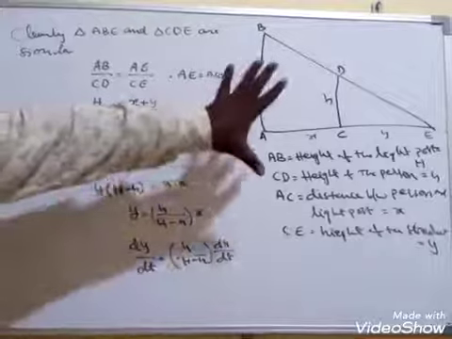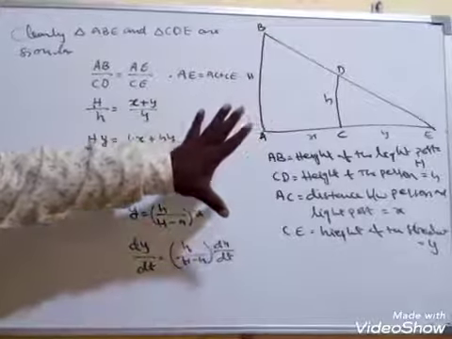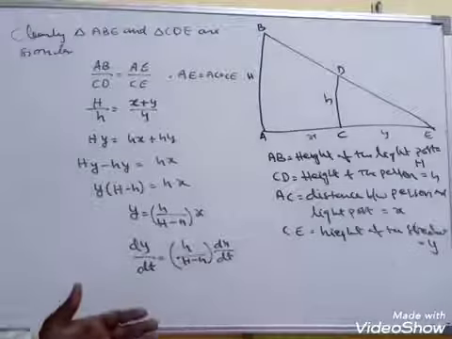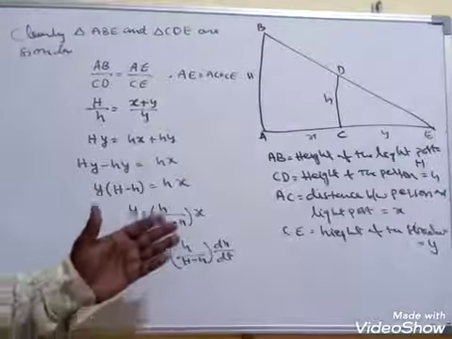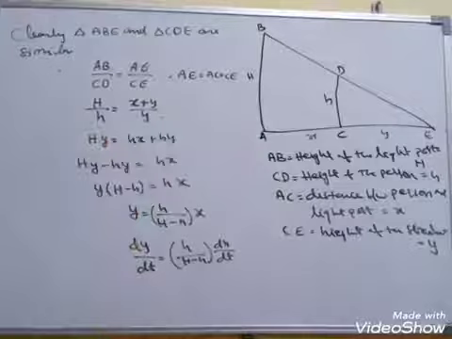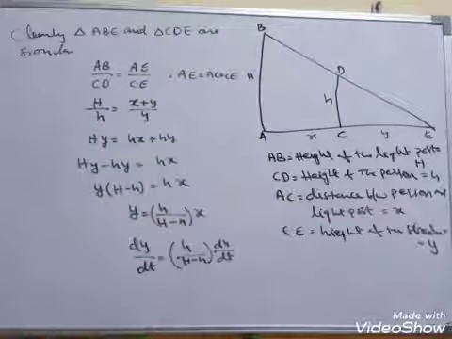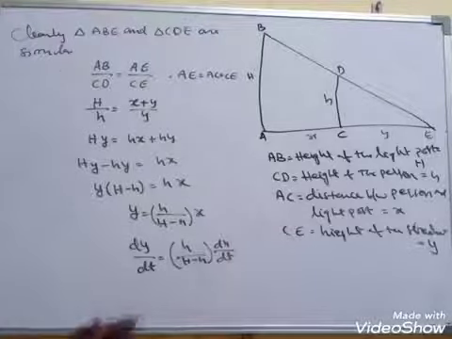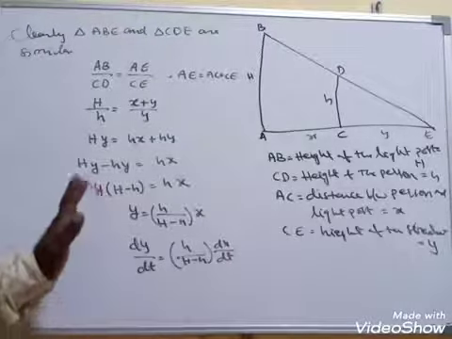Here, whatever is given, you have to keep in mind. Let AB be the height of the light post, CD the height of the person, AC the distance between the light post and the foot of the person, and CE the length of the shadow. You can take the height of the shadow, whichever way.